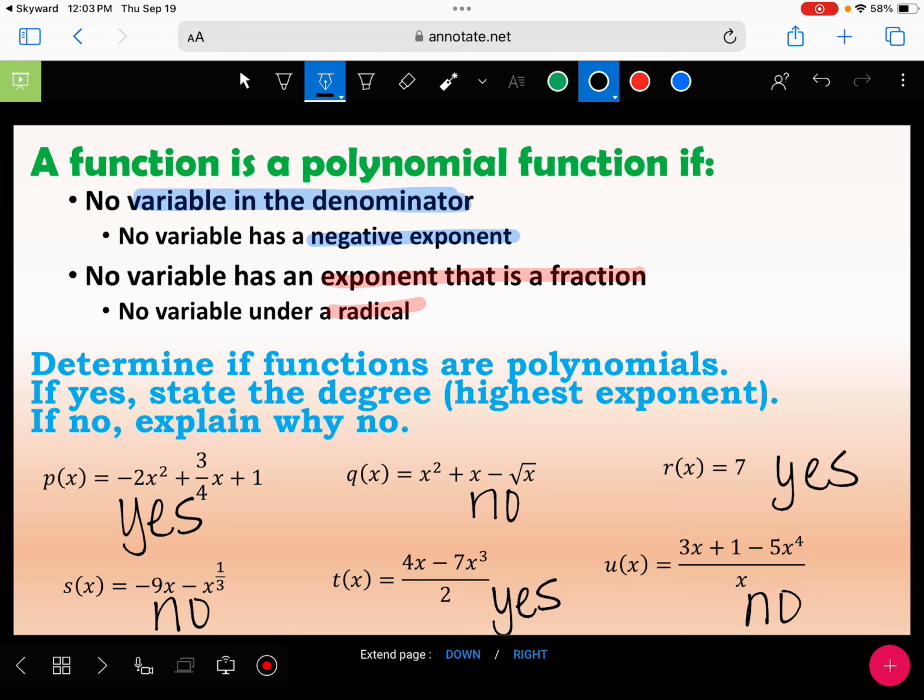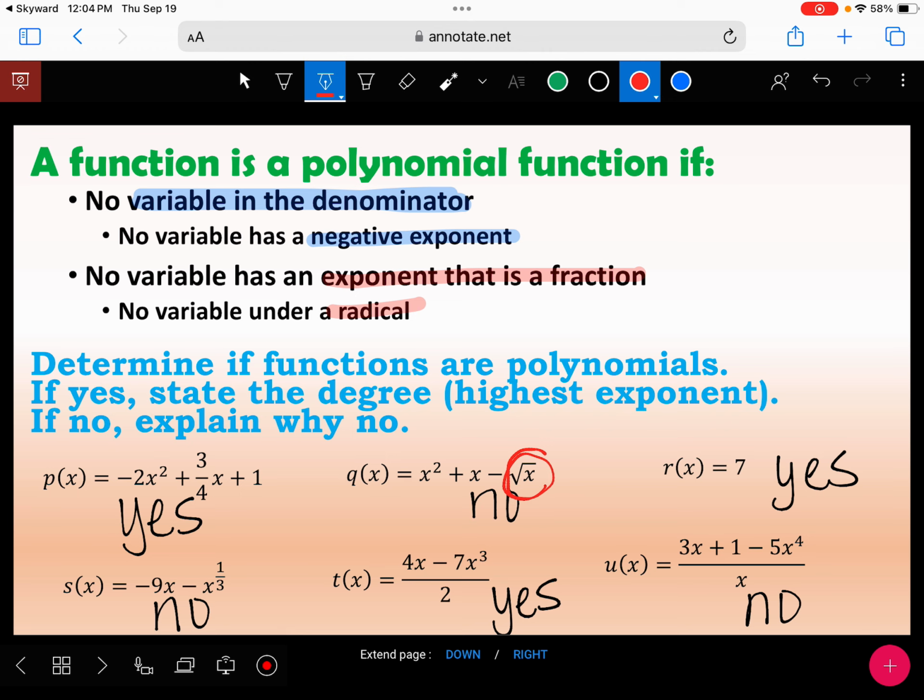So I had 3 no's and 3 yeses. Who had 3 no's and 3 yeses? All right, go ahead and check your answers. The first one is a yes. The second one is a no because this x is under a radical. A square root is the same thing as a radical.